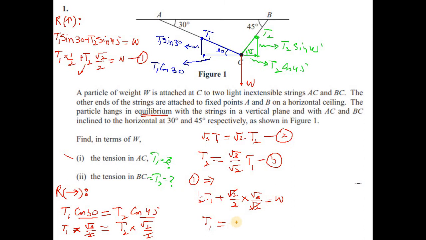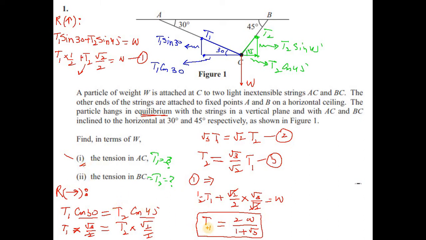2W divided by 1 plus root 3. So T1 equals 2W over 1 plus root 3, this is the value of T1, your answer of part I.